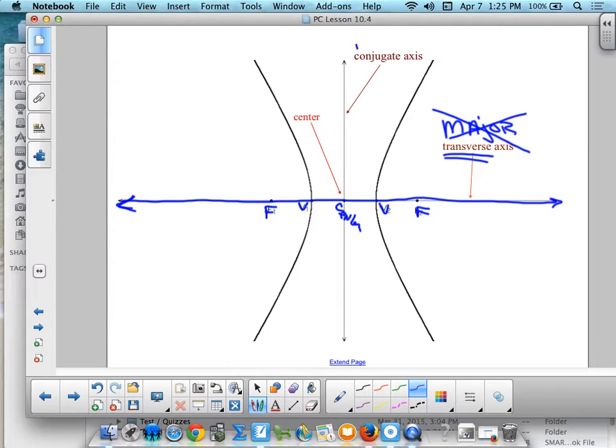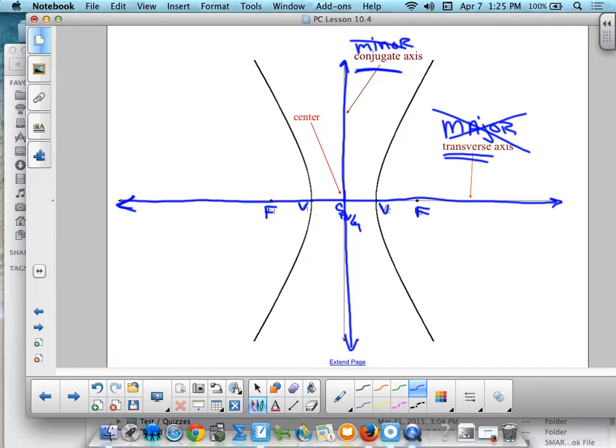What's this minor axis called now? It's not called minor, it's called the conjugate. The conjugate axis is the perpendicular axis to the transverse. So in this case, it's vertical. Can it ever be horizontal? When would this be horizontal? If the transverse was vertical, then the conjugate would be horizontal. Okay? All right.